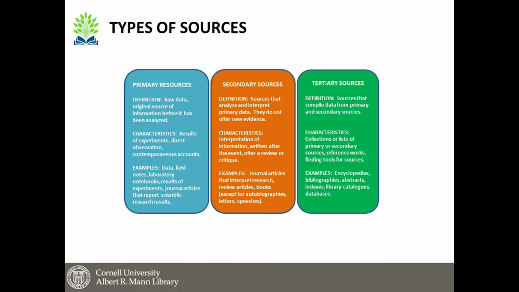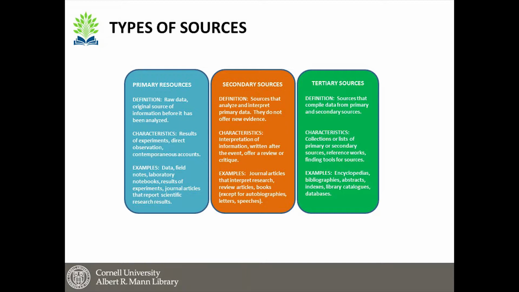They interpret information. They are often written after the event. They may offer a review or a critique of the information or the results of experiments or observations. Some examples are journal articles that interpret research, review articles, books, except for autobiographies, letters, and speeches.